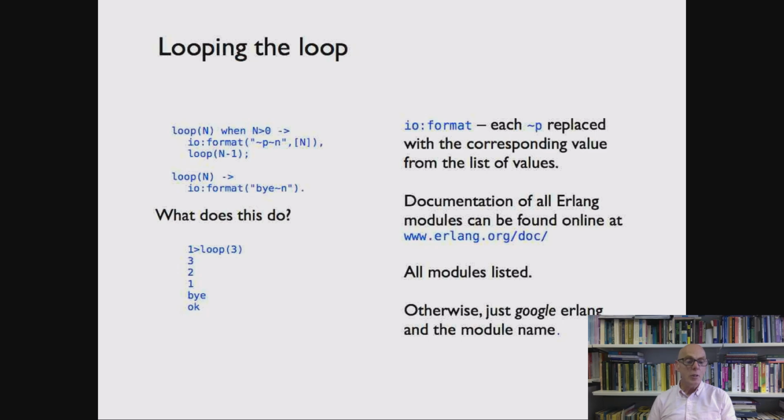Now, here's a general piece of information. I've used a new function, io:format. How on earth do you find out about what that does? Well, I can tell you here what it does. It's a formatting function, so for every placeholder ~p, that gets formatted and inserted into the string from the corresponding position in the list. So here we've just got one ~p, so that takes the value n and puts it into the output string. And ~n is new line.